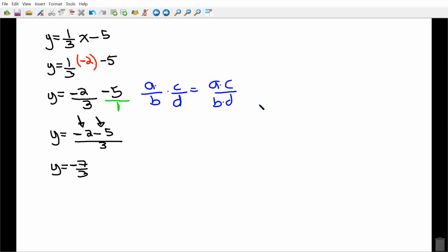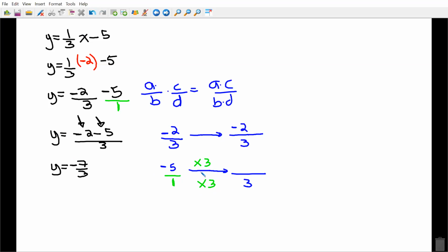And what I'm saying is, I want to convert negative 2/3. I want to write something new that has a 3 over here. 3 times what is equal to 3? 1. So negative 2 times 1 is equal to negative 2. And now I am also saying negative 1, I want to convert it into a 3. Negative 1 times what is equal to 3? Times 3. And if I multiply it in my denominator, I multiply it in my numerator.